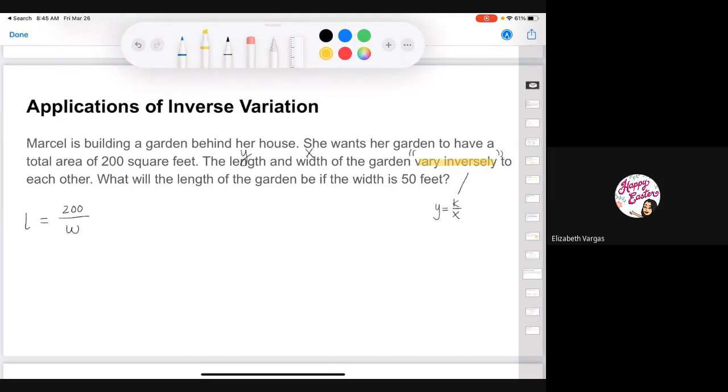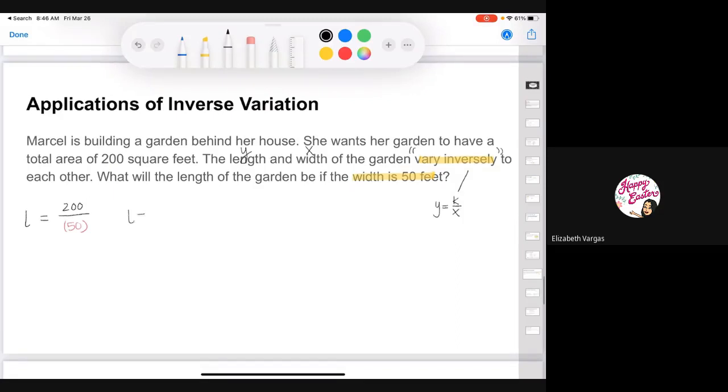I want to find what will the length of the garden be if my width is 50. So I'm basically plugging in 50 for my width. And what is that telling me to do? It's just telling me 200 divided by 50, and 200 divided by 50 tells me that my length is 4.